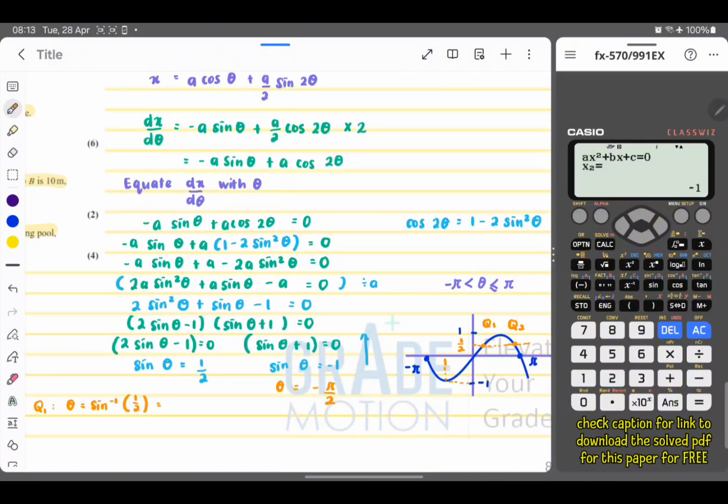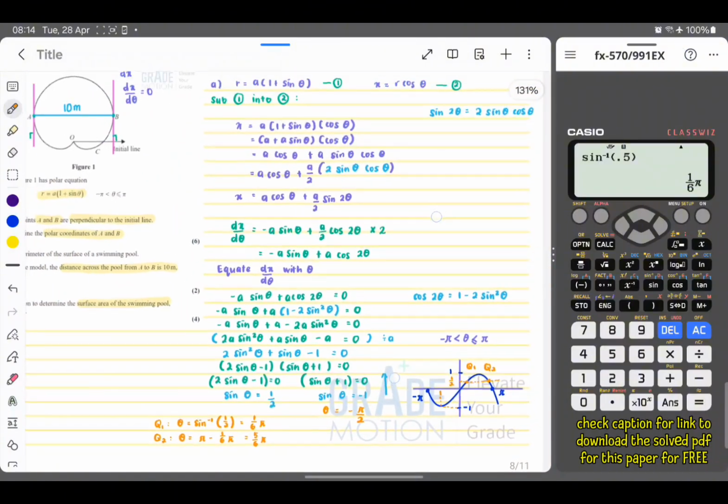Make sure that your calculator is in radian mode. My calculator is currently in degree mode, so I'm going to change it to radian first. So inverse sine half is equal to 1 over 6 pi. Now, for our second quadrant, it would be theta equals pi minus 1 over 6 pi, which is equal to 5 over 6 pi.